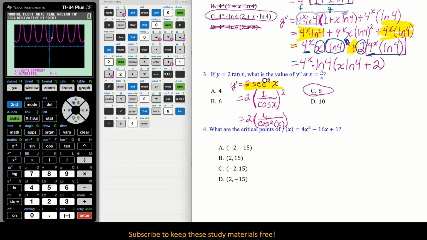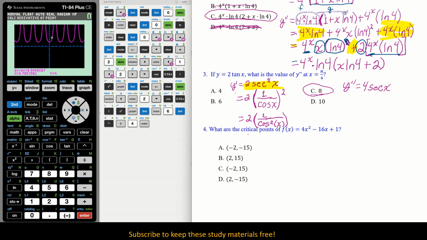Now, that is kind of a quick way to do it. If you want, you could find the second derivative by hand, which would be this. y double prime equals 4 secant x. Now let's look at what I'm doing. If you go from the inside out, the outside will be 2 times 2 is 4, and then this is what we have.